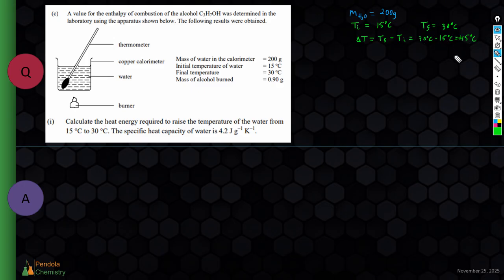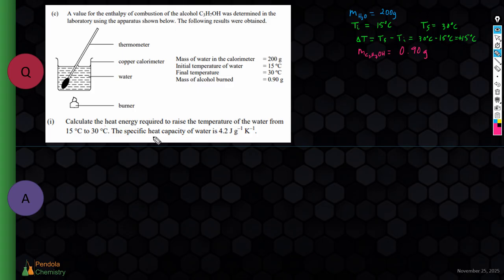So the change, very simple, 15 to 30, the change there being 15 positive. Remember, we always want to put a sign in front of those delta T's. And then they tell us the mass of the alcohol, which we'll do here in pink. The mass of C3H7OH, because this is going to be important later, is 0.90 grams.